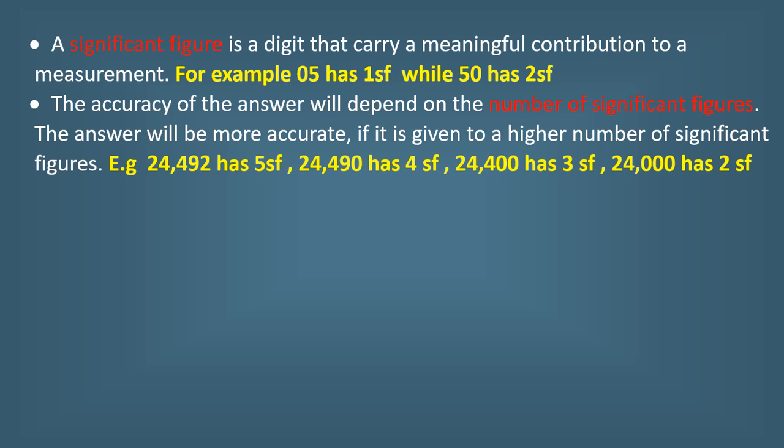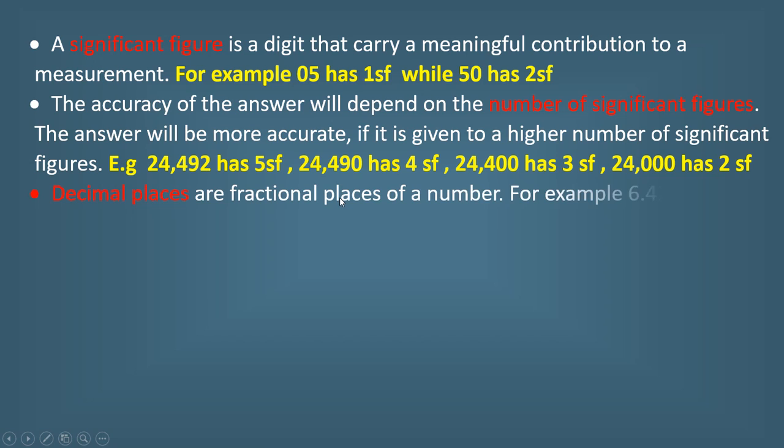For example, in the other example we looked at, 24,492 has 5 significant figures. But 24,490 has 4 significant figures. Likewise, this value here has 3 significant figures, and this one has 2 significant figures. So the higher the number of significant figures, the more accurate it becomes.